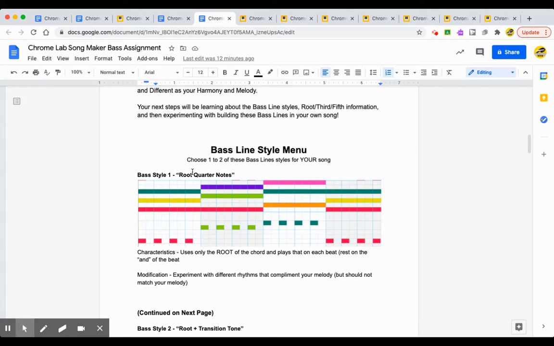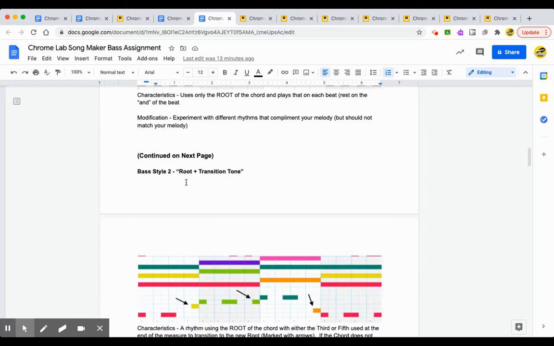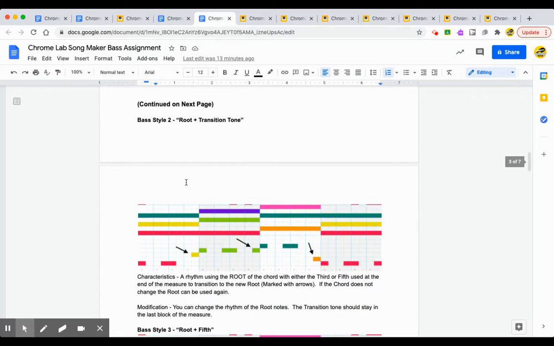And so I'm only using one note per chord, and I am using what's called the root of the chord. I will explain that term a little bit further below to help you with identifying which is going to be the root of each chord. Now, the modification that you could do for this is that you could experiment with different rhythms other than playing it on every beat that would complement your melody, but it should not match your melody. It should be different.